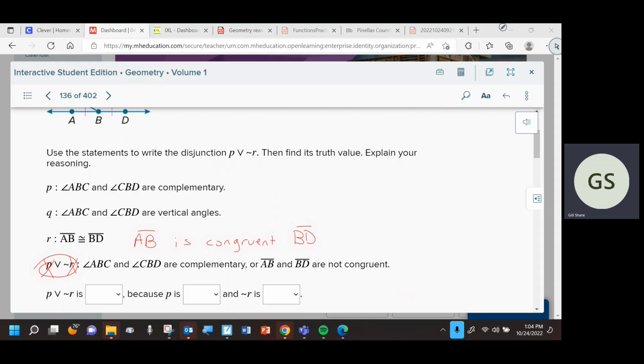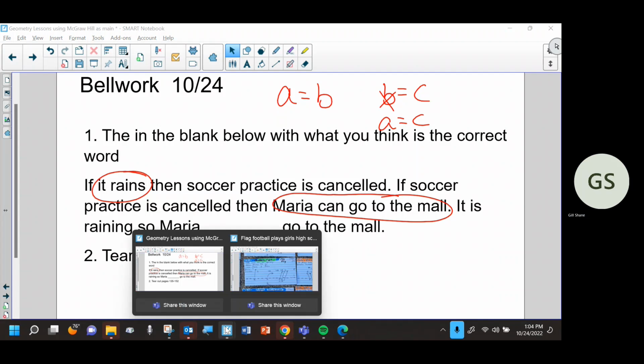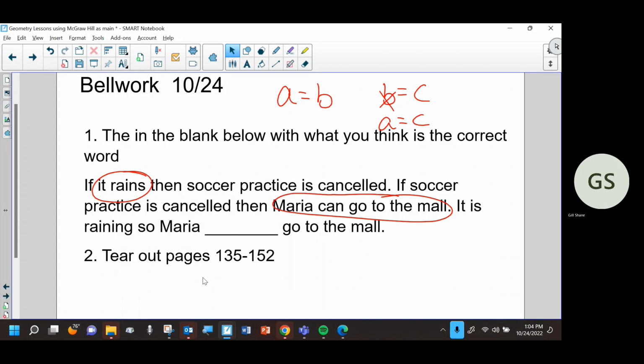I think there's another one below that, right? Meaning to. Oh.